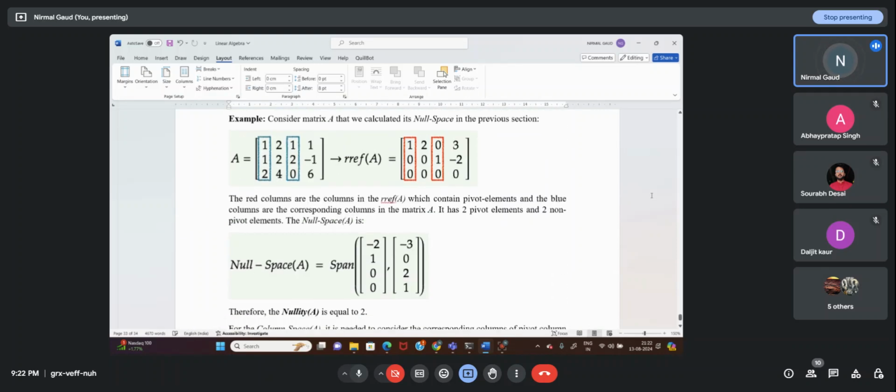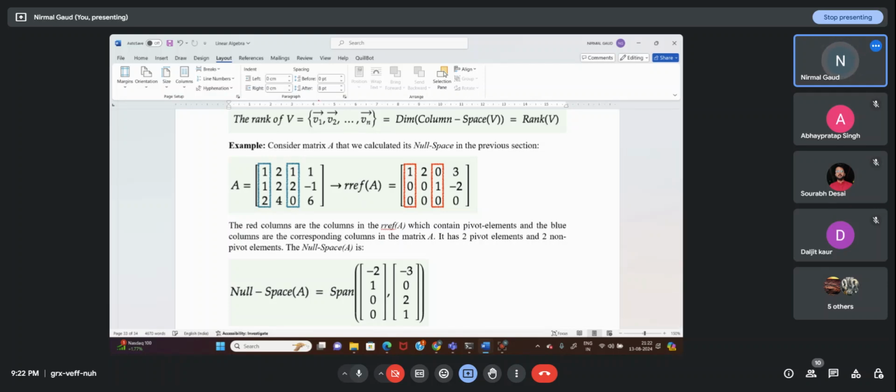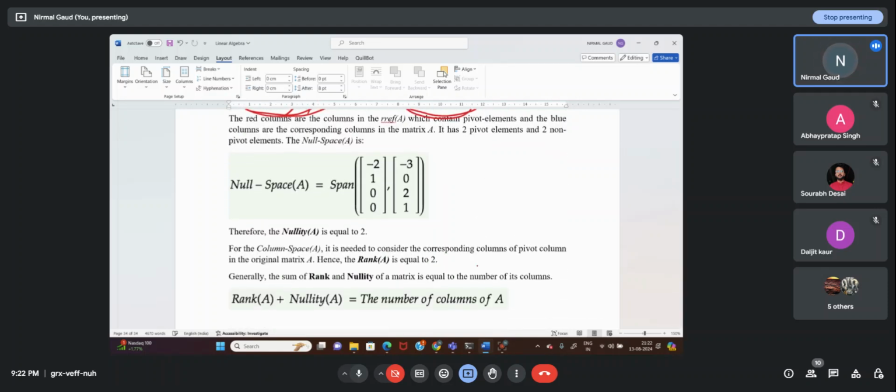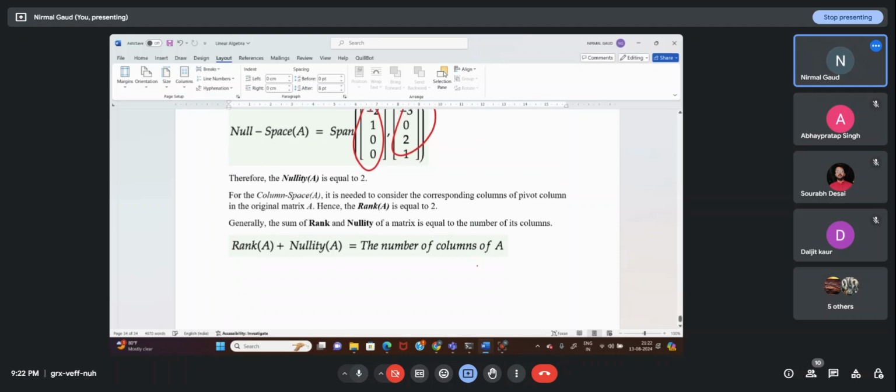They are taking one example. Consider a matrix whose null space we calculated in the previous section. So this is the matrix. They are solving it, and this is the final solution which we obtained above, after doing the augmentation and performing the row transformations. This we know, these two are spans.